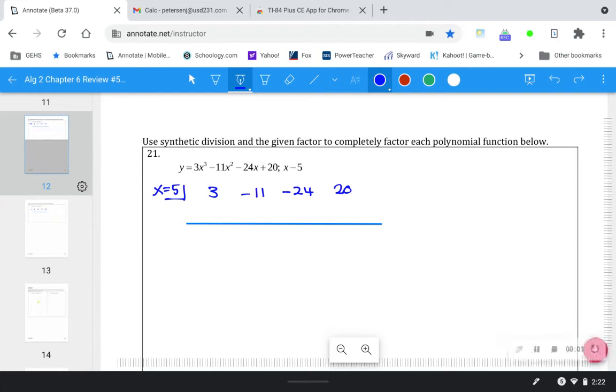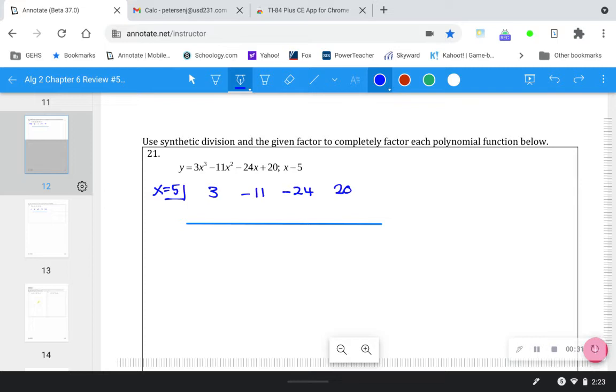Okay, welcome back to the review. This is chapter 6 review for sections 6.1 through 6.3 and also 6.5. And we are doing number 21 here, which wants us to use the given factor to completely factor that polynomial there. So we're going to take the information that x minus 5 is a factor and take advantage of that.